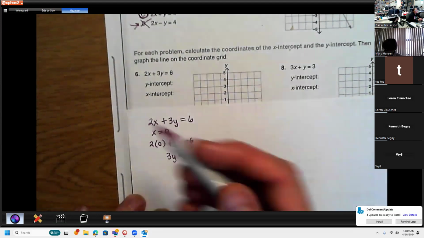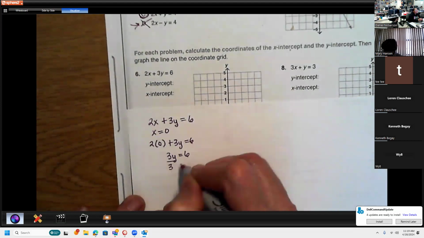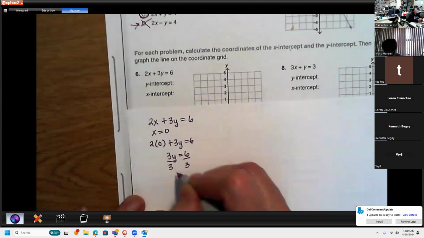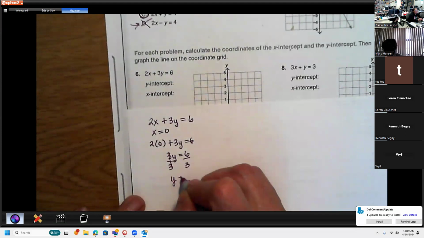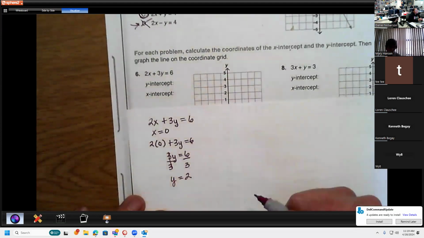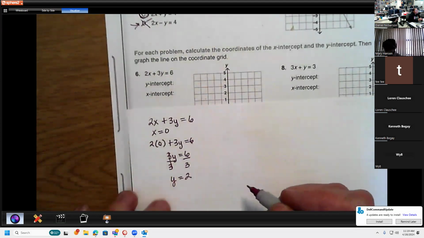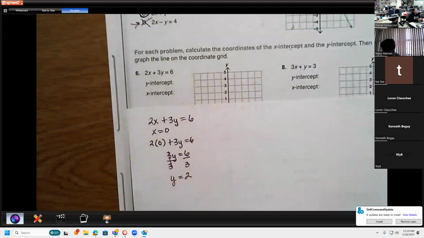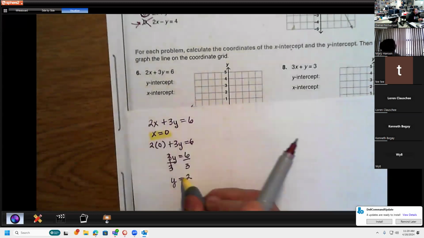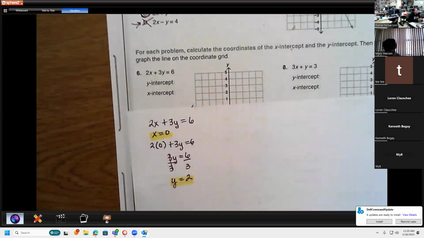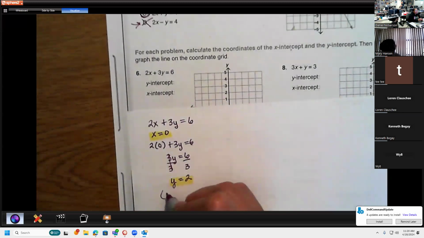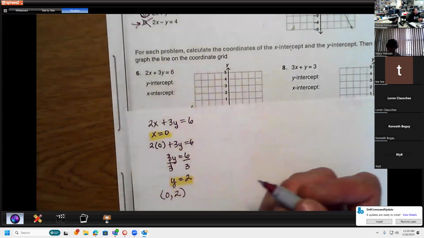Good. Okay, thank you. Opposite of multiplication is division. 3 divided by 3 is 1, leaving me 1y is 2. And so now I have, when x is 0, y is 2. And so my point that I can graph is 0, 2.